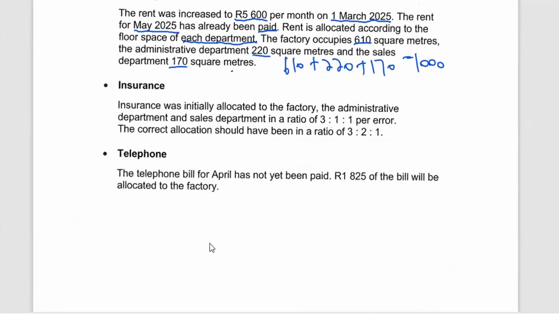Insurance was initially allocated to the factory, the administration department and sales department in a ratio of 3:1:1. The correct allocation should have been in a ratio of 3:2:1. So now they allocated the insurance using the wrong ratio, which is 3:1:1. It means now our factory took 3, our administration took 1, and our sales department took 1. Only to find out this is the correct ratio.